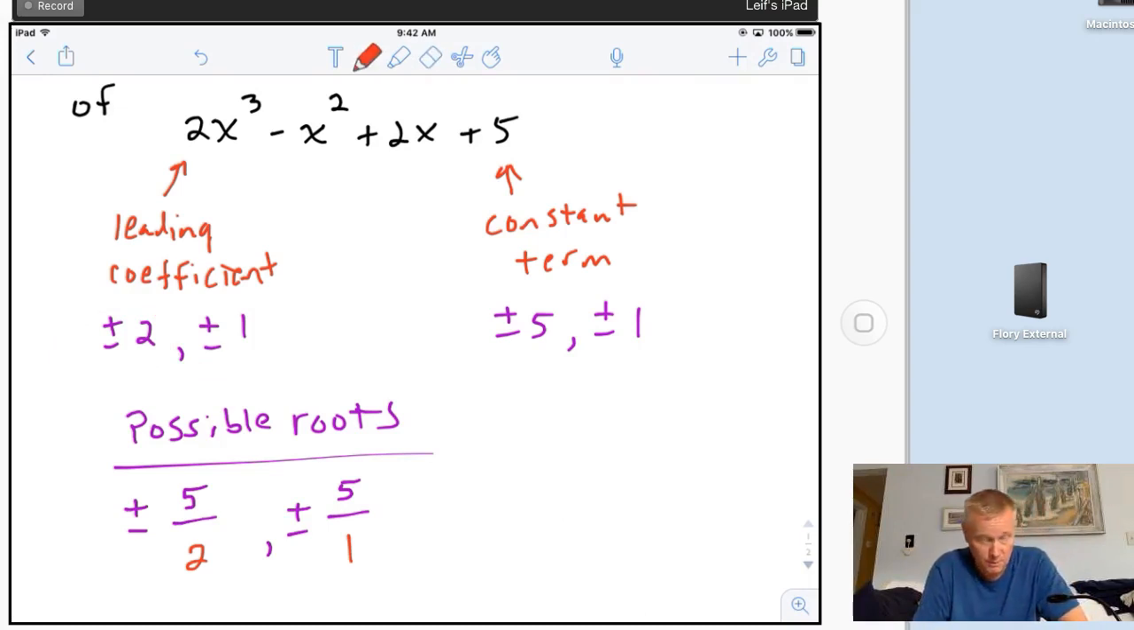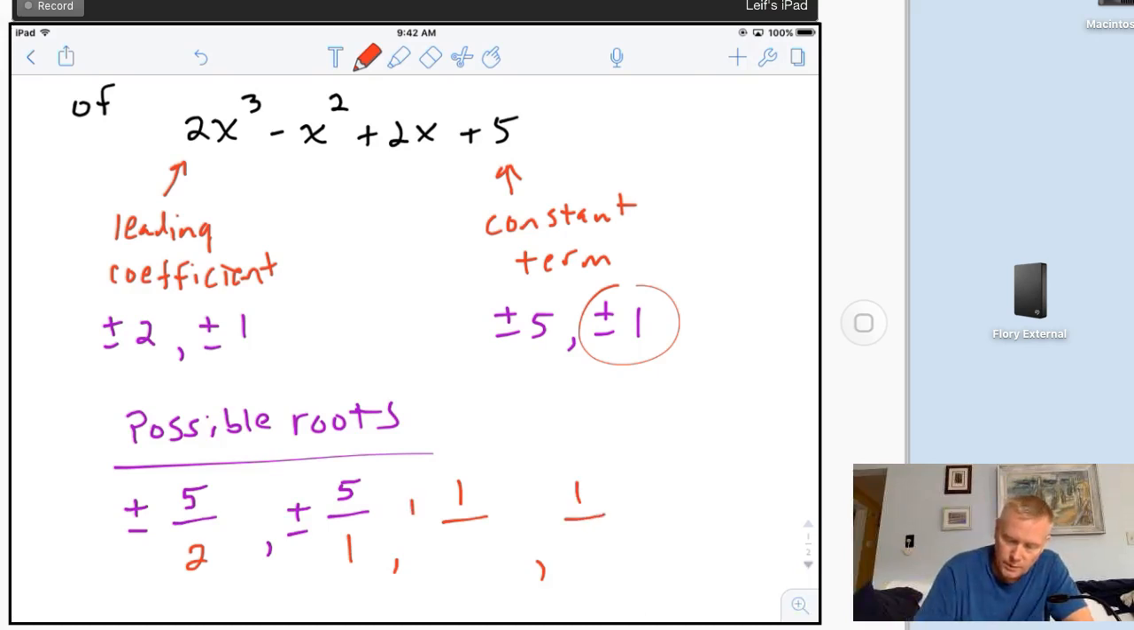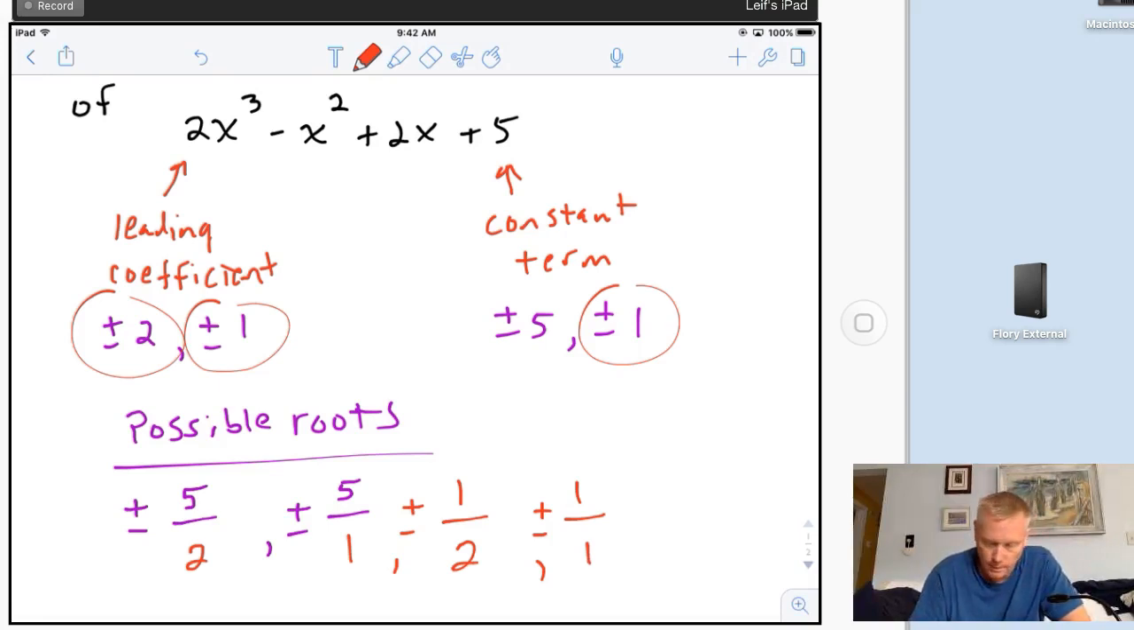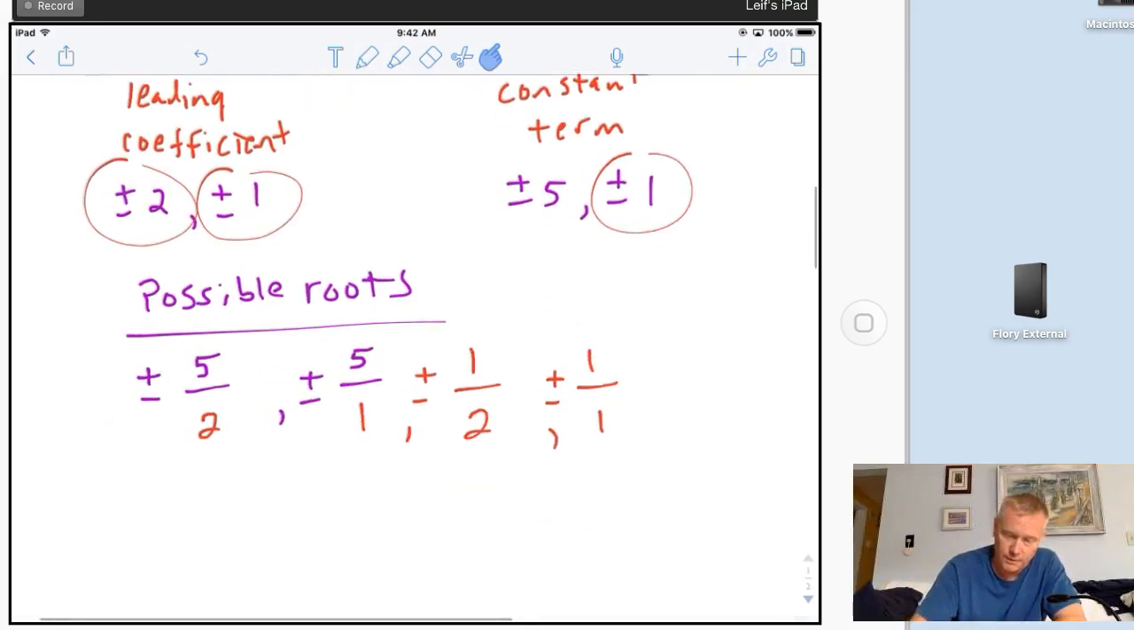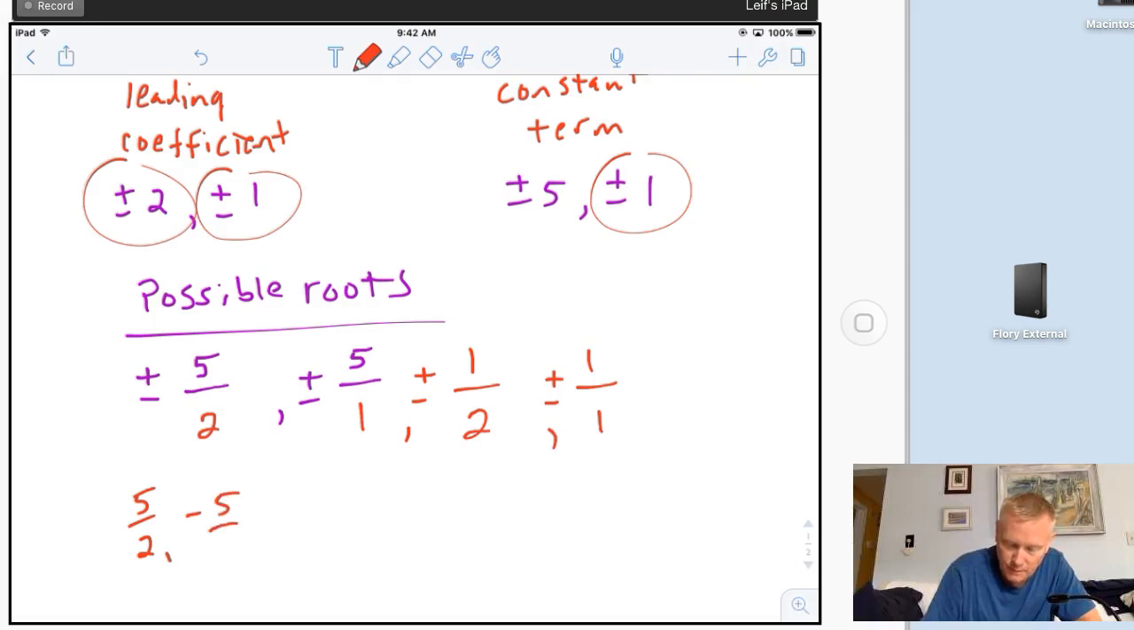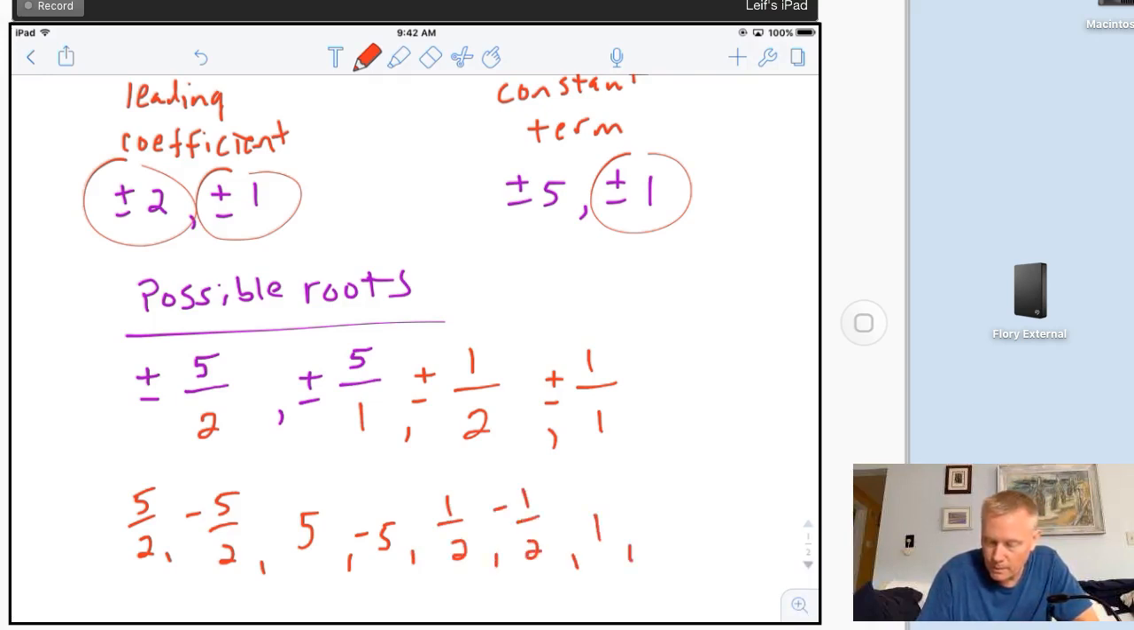Because they're both plus or minus, which means it could be 5/2, -5/2. And then I've got the 1 over here, so I'm going to have 2 of those also. These are also plus or minus. And then I'm going to put it over 2, and I'm going to put them over 1. And that should be all of them. So if you wanted to list every single one of them out, you could go 5/2, -5/2, 5, -5, 1/2, -1/2, 1, -1.